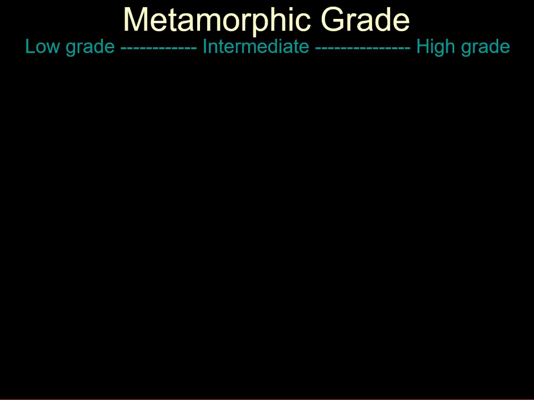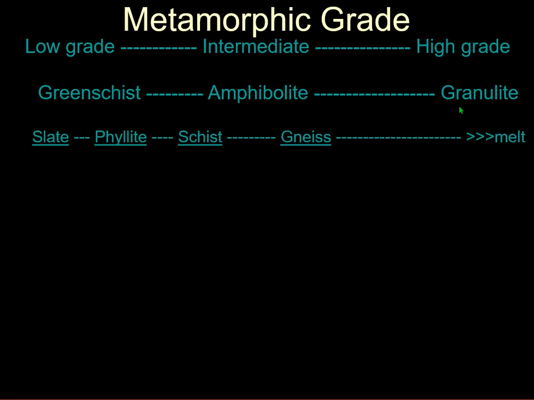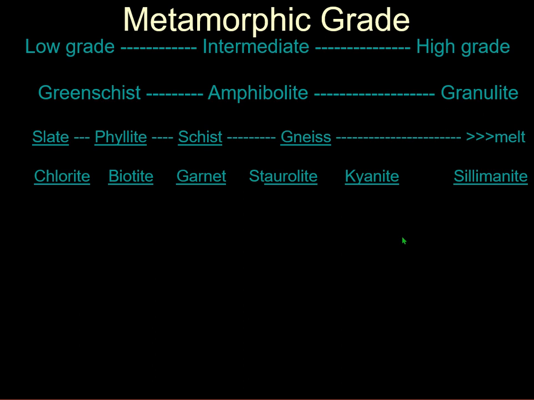So metamorphic grade is very important. So you have low grade, intermediate, and high grade. Sometimes you might call them green schist, amphibolite, and granulite. Granulite looks a lot graniticy. And so sometimes they might call this a slate, a phyllite, a schist, a gneiss, or a melt. If it melts, of course, it stops being metamorphic entirely. These are common minerals for each of those.